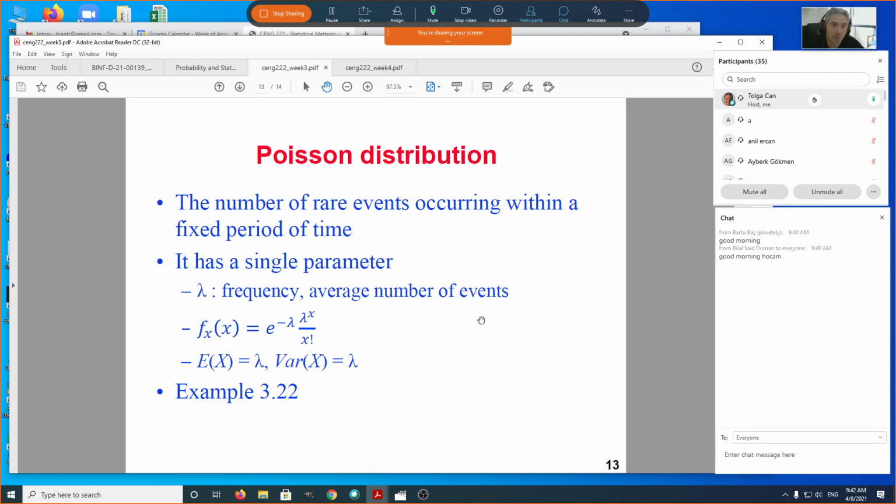So we are going to use exponential distribution to model waiting times. And in that case, the waiting time between two rare events will be 1 over lambda. So this is how they are related.